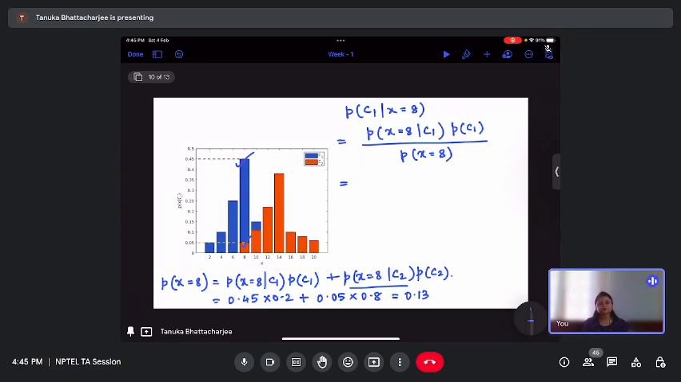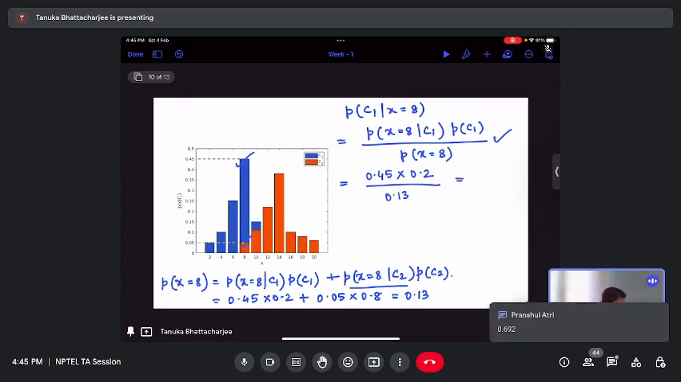So, we have computed probability of x equal to 8. Now, you can simply put the values in this equation to get the final posterior probability. So, this will be 0.45 into 0.2 divided by 0.13. So, finally, you will get 0.692.